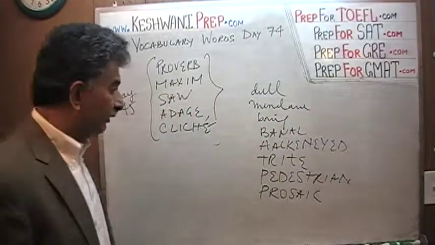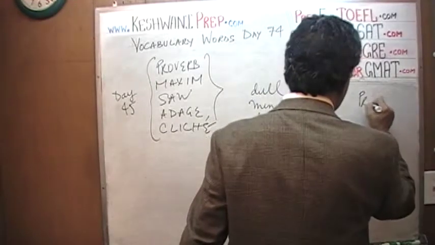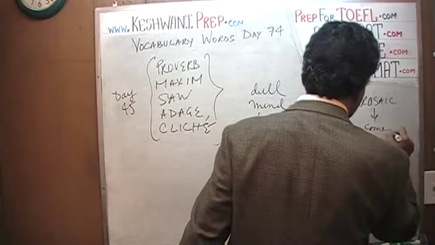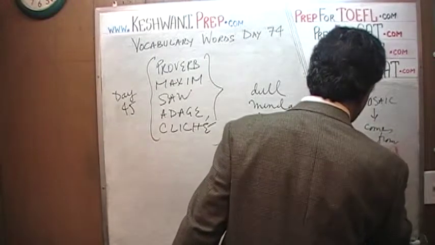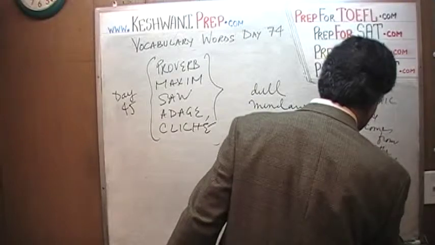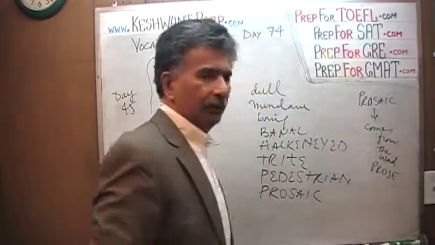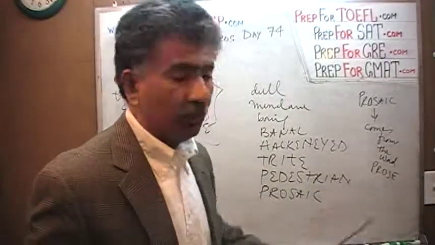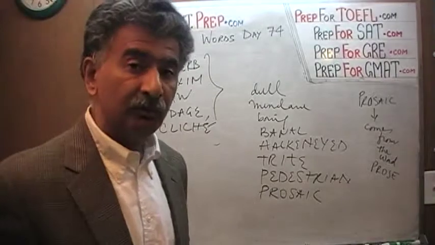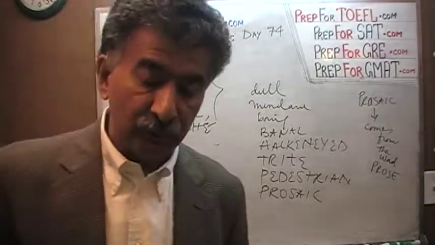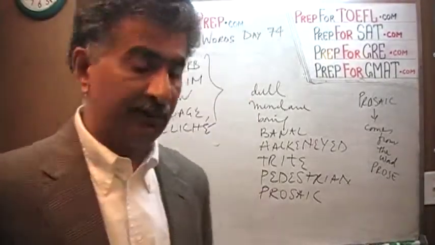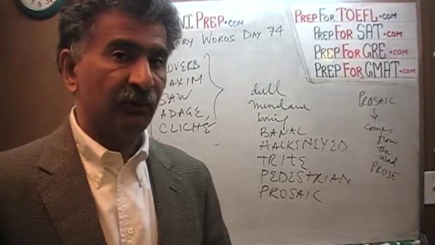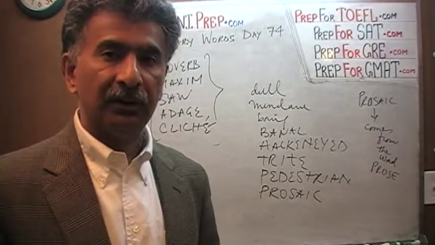Now, prosaic is an interesting word. The word prosaic comes from the word prose. Prosaic is so called because it means having to do with prose, as opposed to poetry. Something that is poetic, something that is written in the poetry form, is full of emotions. It's full of passion, it's full of life.